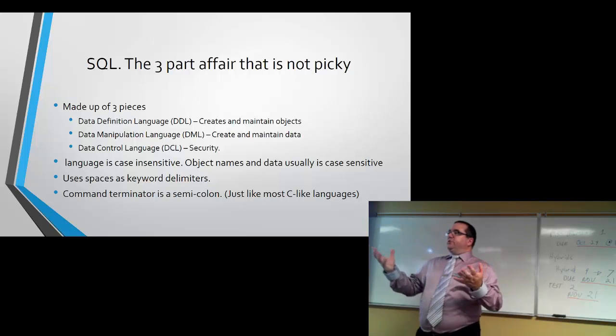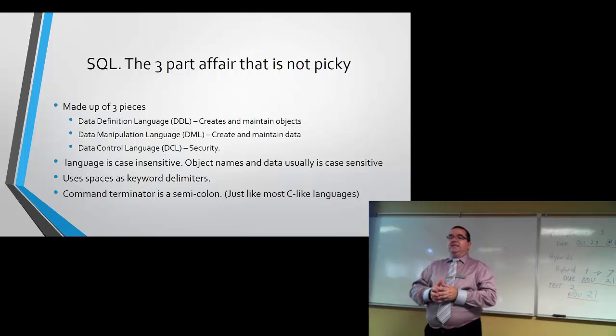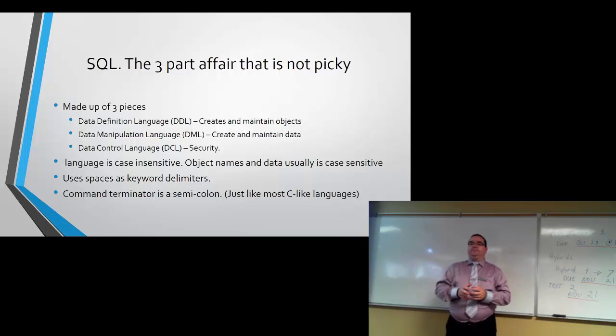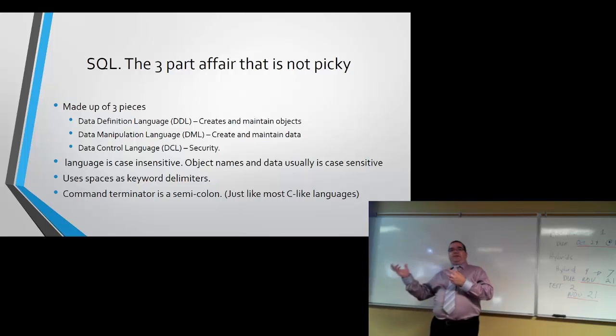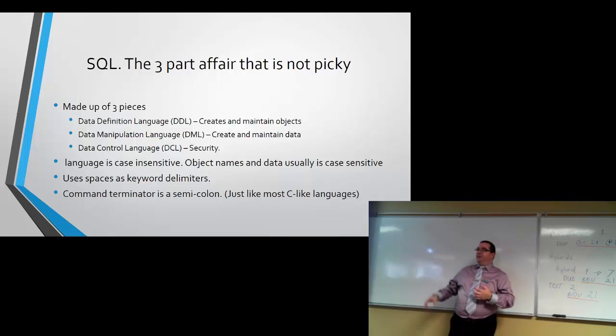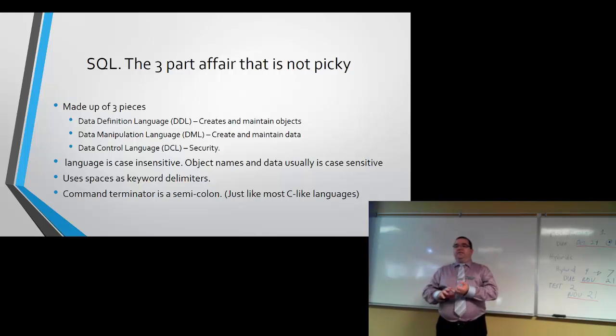So SQL is made up of 3 pieces. There's the DDL, the data definition language. It's what you use to create and maintain the structure of the database. This is the bit that creates the tables and updates the tables, and adds views, and all kinds of other stuff. There's the DML. That's the portion of the language you use to interact with the database, to add data, remove data, identify data, summarize, that kind of stuff.